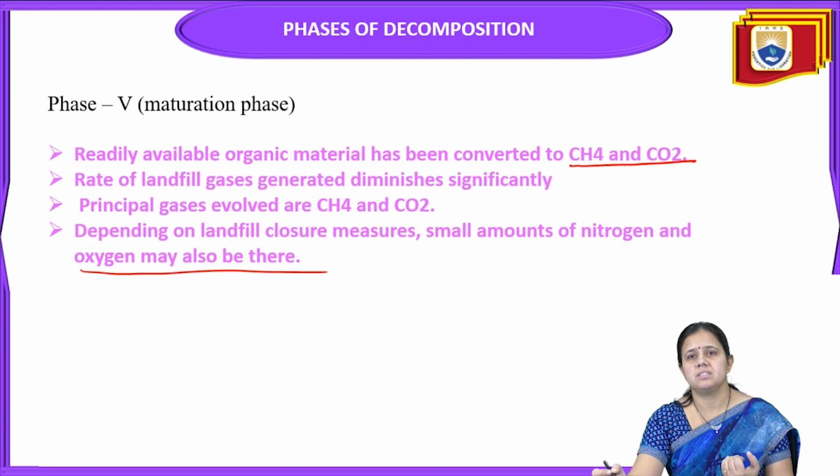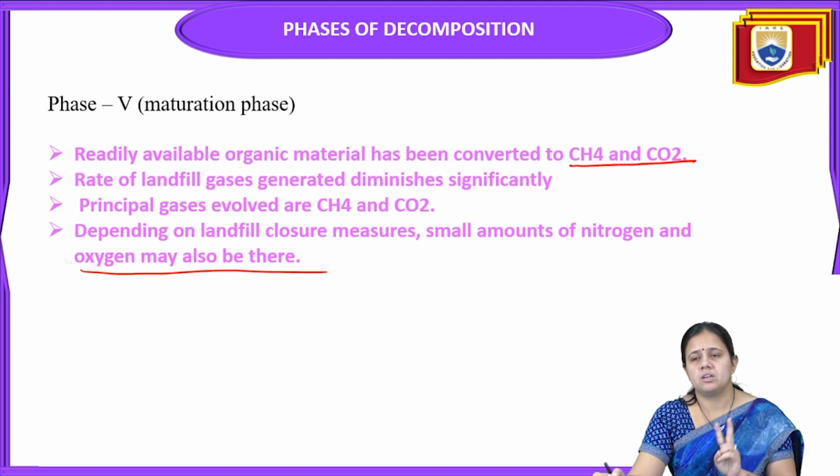In the maturation phase, only two gases are there, that is methane and carbon dioxide, and the rate of landfill gas generation diminishes significantly. The principal gases evolved are methane and carbon dioxide only. It depends mainly on the landfill closure measures, and a small amount of nitrogen and oxygen may also be there in this maturation phase. So this is about the phase of decomposition.